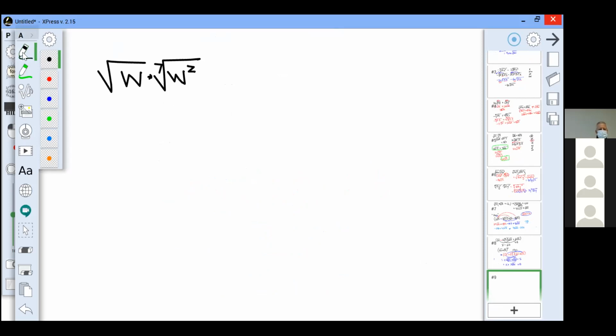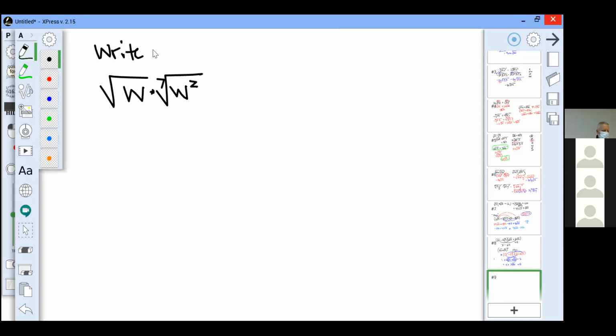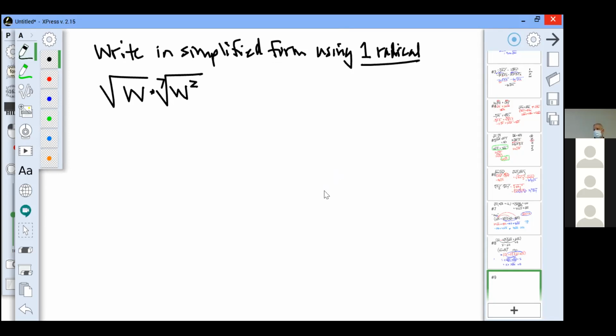And the directions are: write in simplified form with at most one radical. So I'm just going to say using one radical, because that's what at most means. With at most one radical means 1. Okay, but the indexes are different.